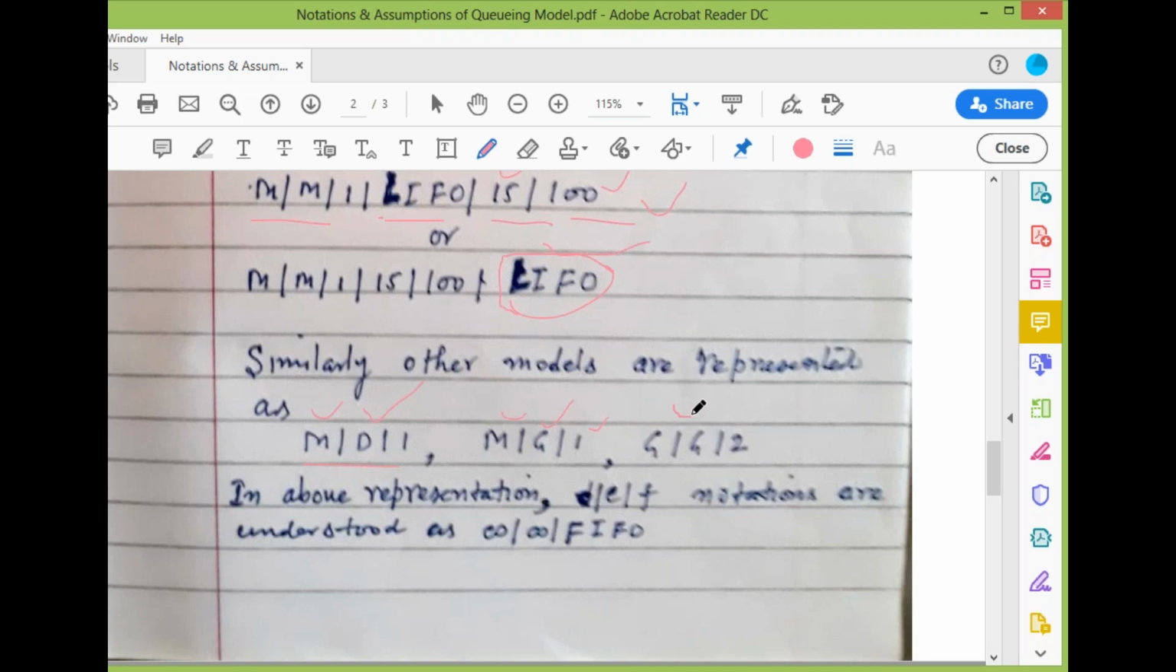Similarly, GG2: general arrival, general service, and number of servers is 2. So this is also a way of writing the notations suggested by Kendall and others. So you look at here, D, E, F notations are understood as infinity, infinity, and FIFO. Understood as infinity, infinity, and FIFO, because here the 3 letters are not mentioned.